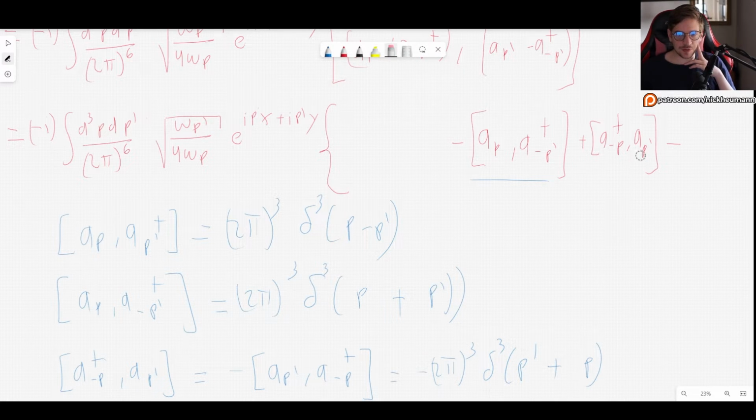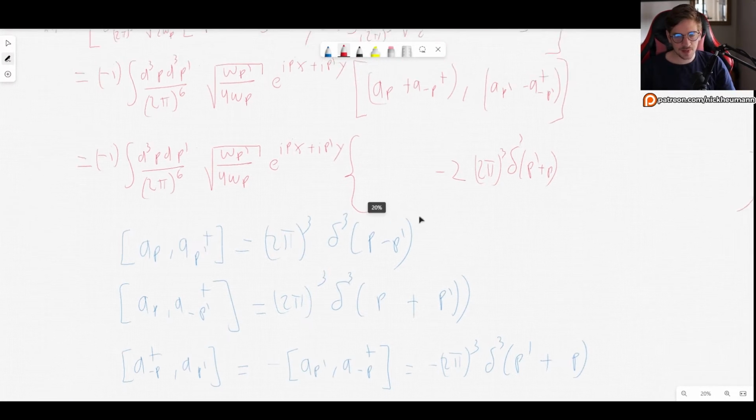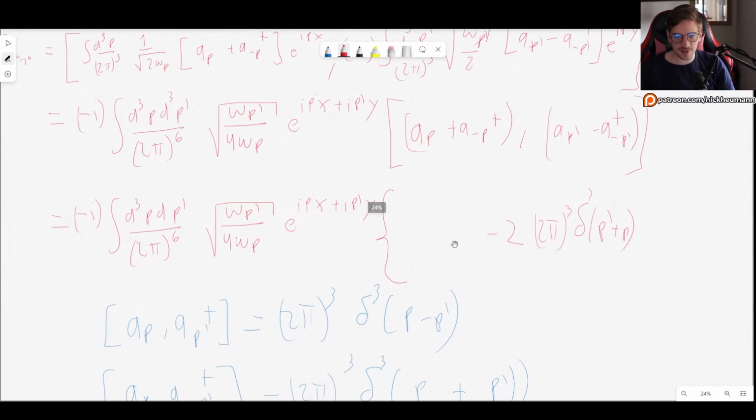So that means that these two expressions are basically the same, because this one right here is 2π cubed δ³(p′+p), or p plus p′, it's the same. And the other one is minus this same thing. So we end up with minus 2 times that thing. All right? Now we can simplify a few things.